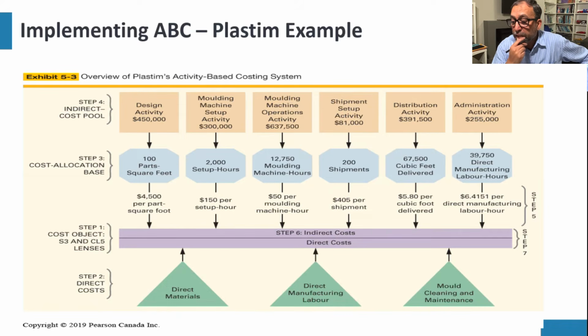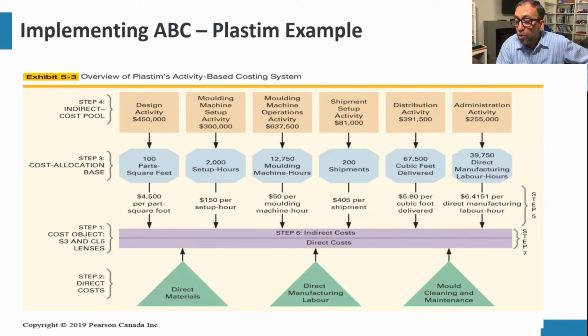The modeling machine setup activity, those who model the lenses, there's 2,000. So the total activity of both the lenses is 100 part square feet, and the cost of each part square feet is 4,500. Modeling machine setup activity is 2,000 setup hours. And the cost is also defined, here the cost is 450,000, 300,000. And when we divide this 3,000 with 2,000, we get 150 per setup hour.